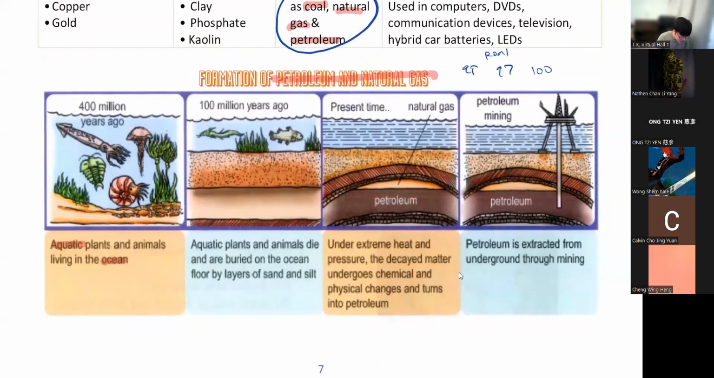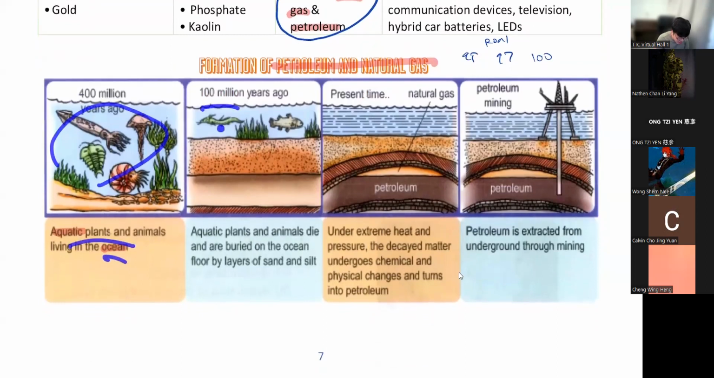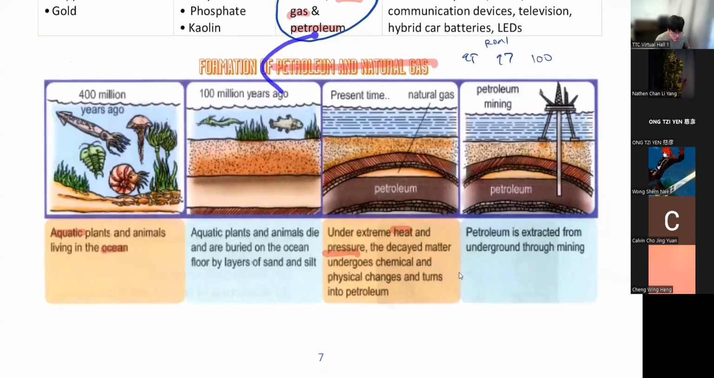So they are dead aquatic plants and animals in the ocean from maybe hundreds of millions of years ago. When they die, they sink to the bottom and are pressed. Two factors turn this into this: heat and pressure. After millions of years of heat and pressure, with the volcano and magma down there heating it up, it turns into petrol. So if your country has petroleum and natural gas, your country will be very rich.